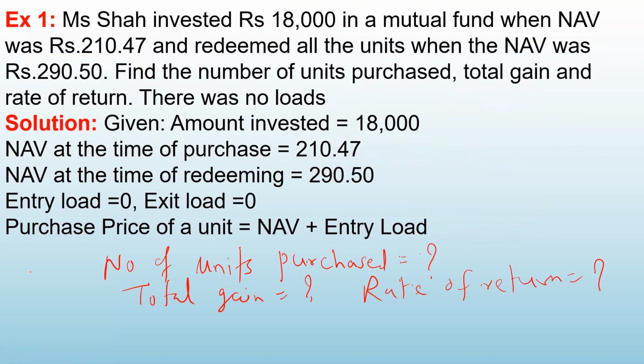So we have the number of units purchased. This we have calculated. Now what is remaining? To find out total gain. Now, in this problem, there is no mention of dividend anywhere. That means total gain is only by redeeming the units. So you have to find out the redemption price of 1 unit, then the total redemption price, and then subtract the amount invested from the total sale price or redemption price.